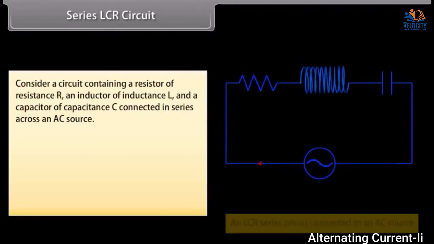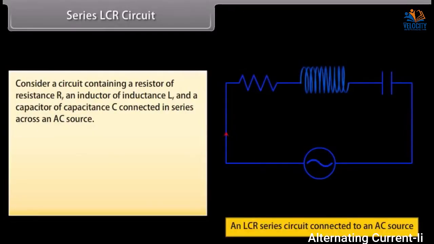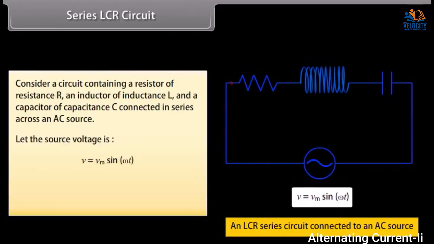Series LCR circuit. Consider a circuit containing a resistor of resistance R, an inductor of inductance L, and a capacitor of capacitance C connected in series across an AC source. Let the source voltage be equal to Vm sin omega t.